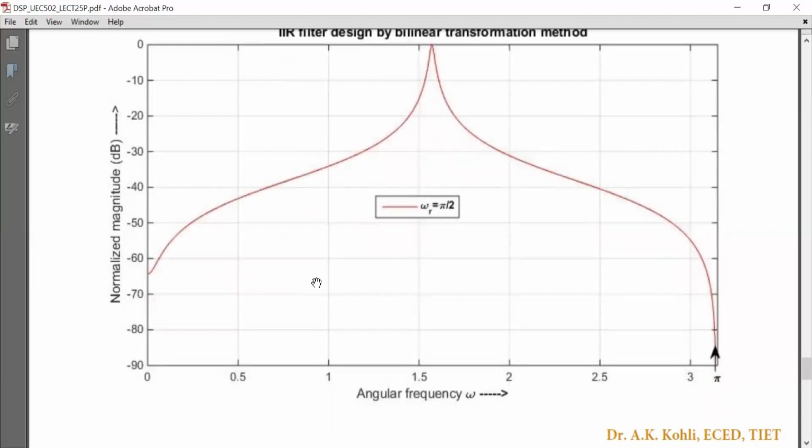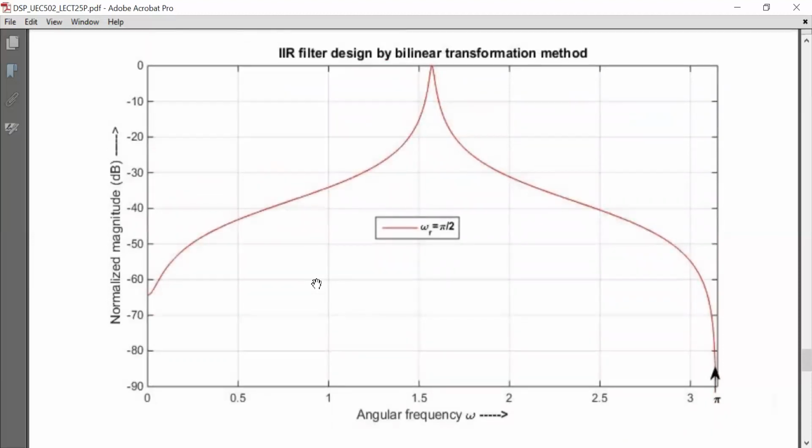Now, this is the last example which I have discussed about the IIR filter designed by the bilinear transformation method. And this is the best one among the three methods which we have discussed, and the impact of aliasing is not present here.